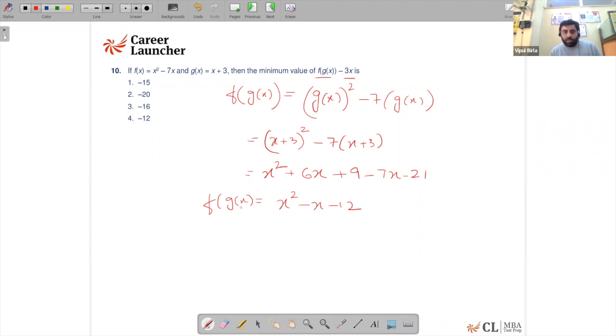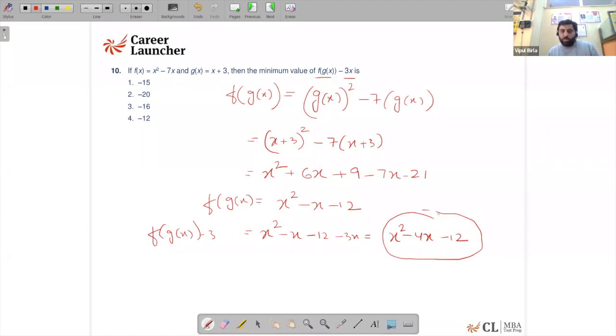So that means f of gx minus 3x will be x square minus x minus 12 minus 3x, which is equal to x square minus 4x minus 12, and we need to minimize this basically. Now there are two ways. By making the perfect square, we can do it, which can be rewritten as x minus 2 whole square.